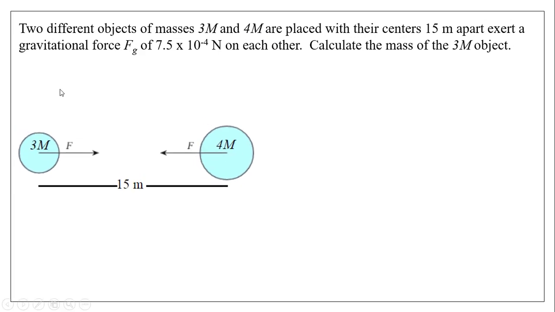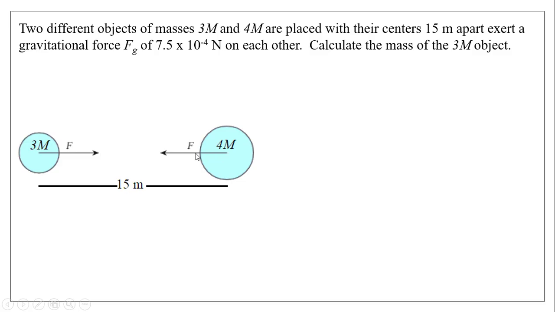So here's a visual for you. In no particular order, I just went from left to right. I put the 3m mass on the left side and the 4m mass on the right side. If you want, you can put the 4m on the left side and the 3m on the right side. The gravitational force here is opposite but equal in magnitude, and the magnitude is given here as 7.5 times 10 to the negative 4 newtons.